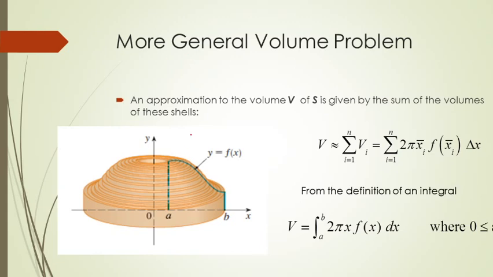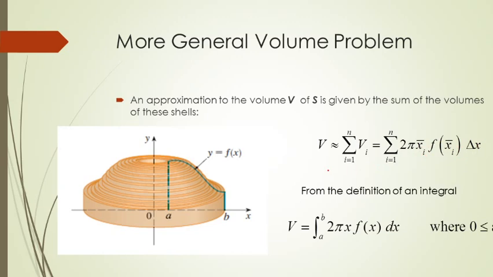So that is the formula we formulated here, okay? An approximation to the volume of the solid S is given by the sum of the volumes of all those shells, right? So the volume of the solid can be approximated by the sum of n shells. What is this Vi, the i-th shell? 2 pi xi bar times the height, f(xi bar), times delta x, the thickness, right?